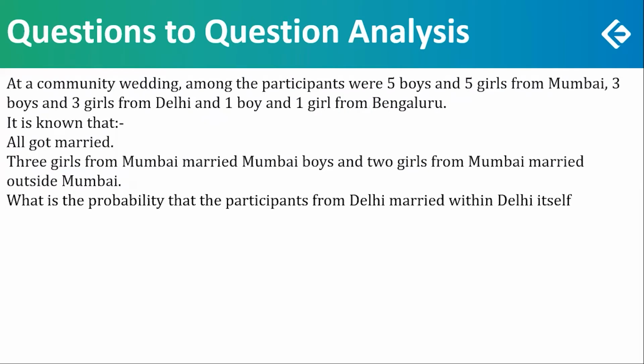What is the probability that both participants from Delhi married within Delhi itself? Well, the two girls from Delhi would marry the two boys, or three boys from Delhi would marry three girls from Delhi. And then very soon, if you just think of this much, you'll realize that this is not possible. The probability would be zero.